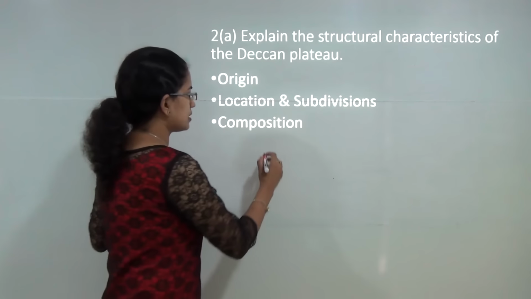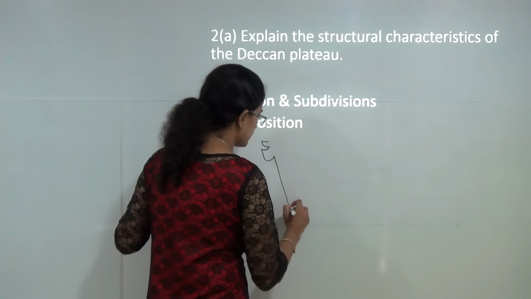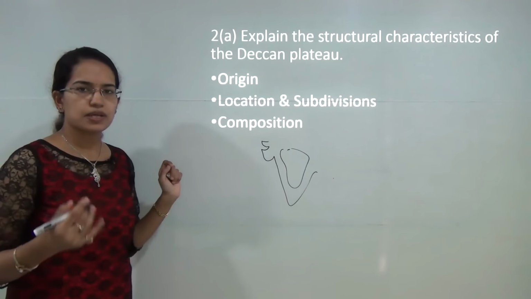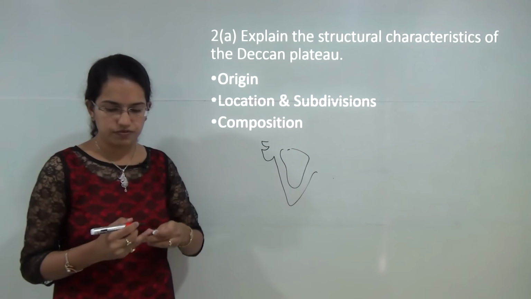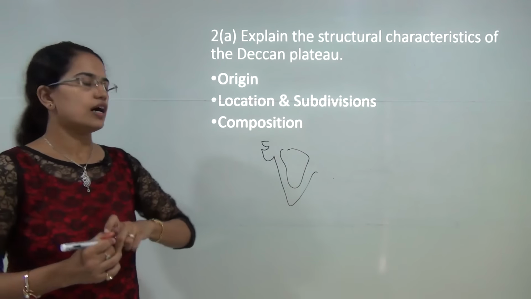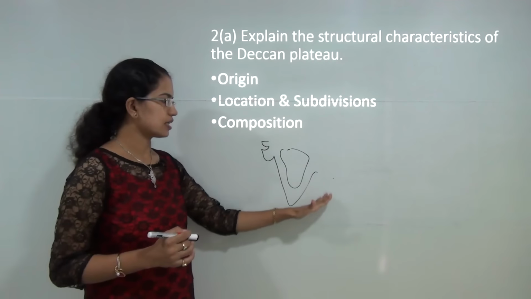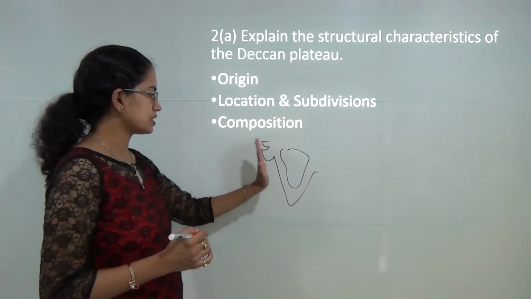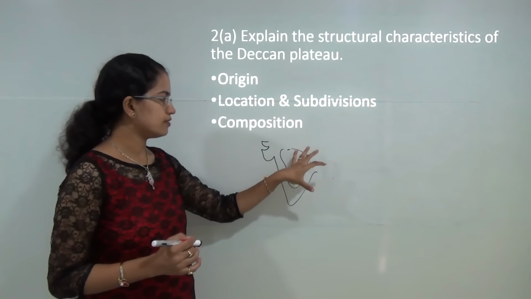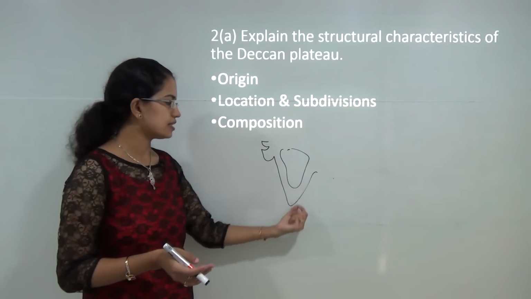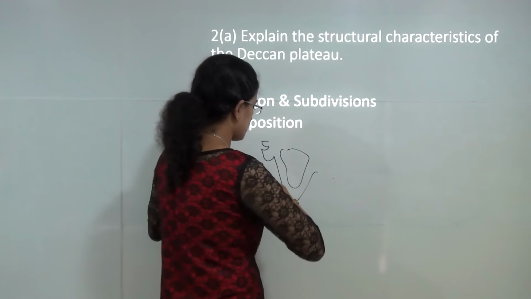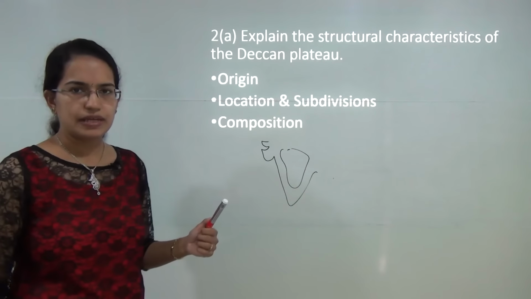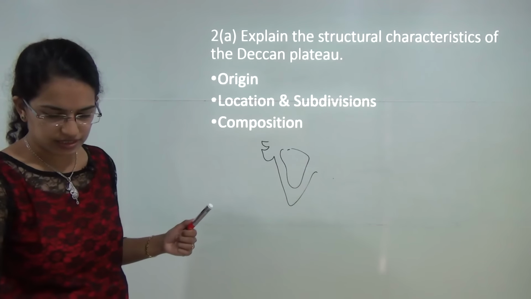Then you can explain the location and the subdivisions, where you can explain the region of Deccan Plateau. Then you have to explain the composition. So this is made up of crystalline rocks. It touches the Western Ghats and Eastern Ghats. Eastern Ghats are Malayadiri on one side, and you have the Western Ghats on the other side. So you have this region which is enclosed between these, and the tip of this region goes up to Cape Comorin. So these are some of the basic concepts that you can explain under the structural characteristics.